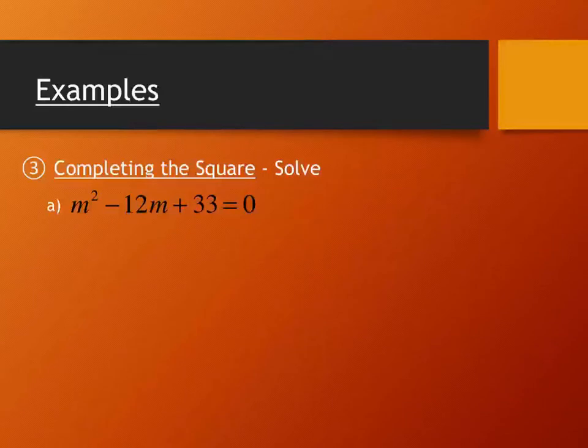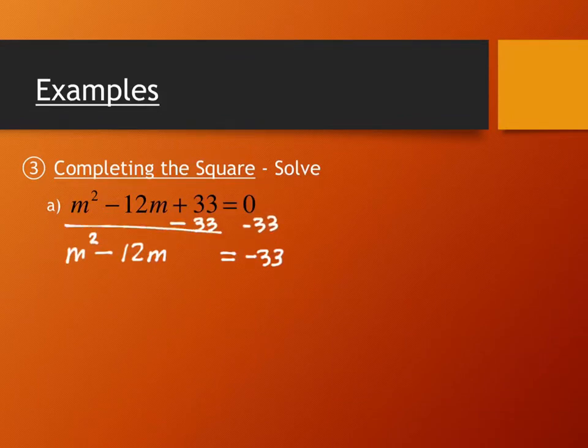So what we're going to do is we're going to leave the m squared and the 12m on the left-hand side. And we're going to move the 33 to the right. So I'm going to subtract 33 over to the right. So now there's a space, and I have a negative 33. So you subtracted 33? Yes, I subtracted 33, and I didn't give myself quite enough space. Let me shift it a little bit. So it's like I just subtracted the 33 from both sides.